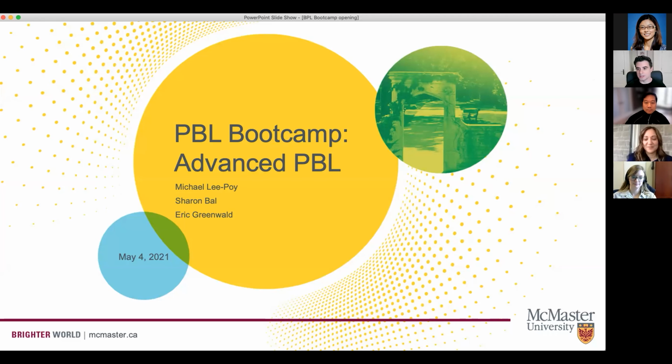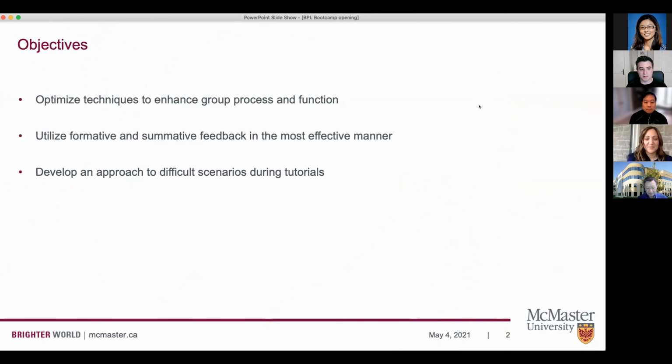Okay, so I'm going to outline a little bit how this is going to work today. So the objectives are, we want to give you some techniques to enhance group process and function in PBL. We're going to look at different ways to use formative and summative feedback in PBL, and we're also going to have an approach to certain difficult scenarios that can sometimes crop up during tutorials.